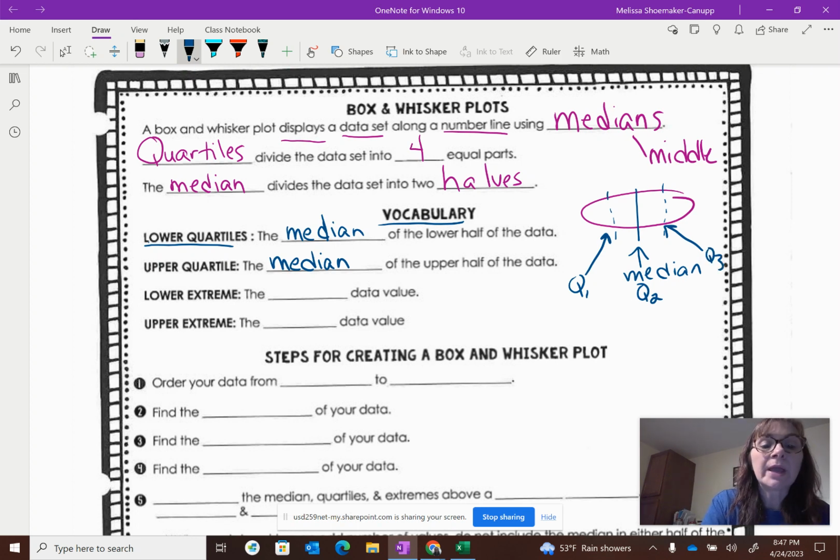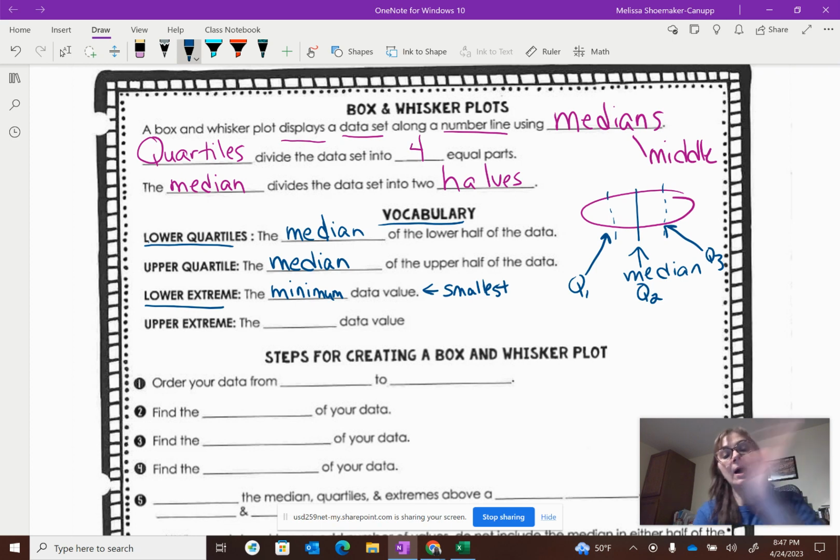The lower extreme would be the minimum data value. This is also known as the smallest number, if it helps you to think about it that way. And then opposite the upper extreme would be the maximum value, or the largest.